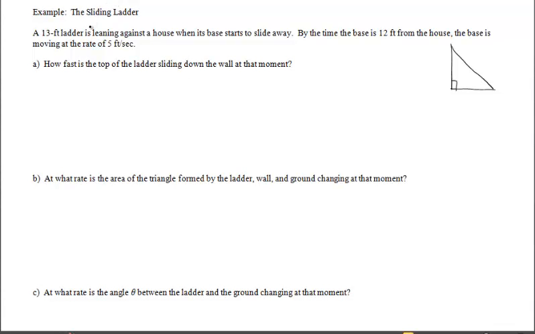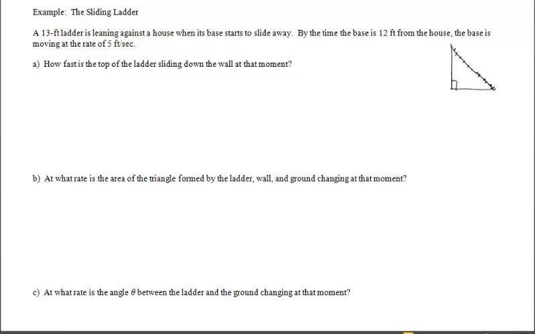All right, let's take a look at our last related rate problem, the sliding ladder. We have a 13-foot ladder and it's leaning against a house when its base starts to slide away. So right over here, I've just gotten started with a little right triangle. We're going to call this our house. We're going to call this the ground. And this would be our ladder, leaning up against the house.